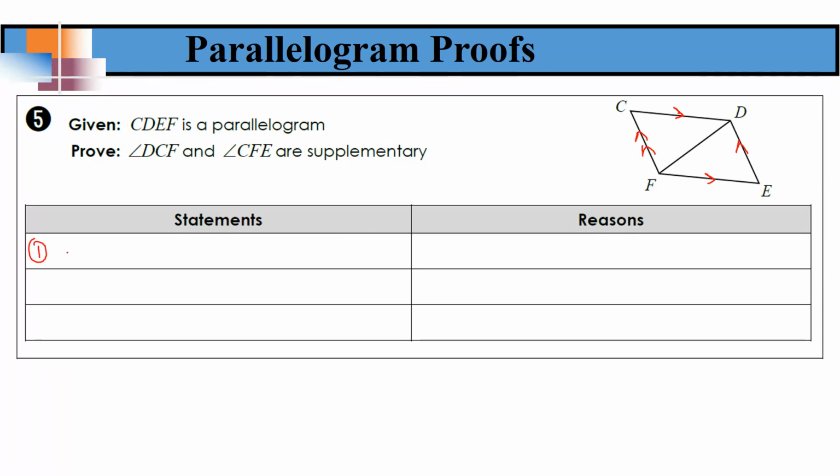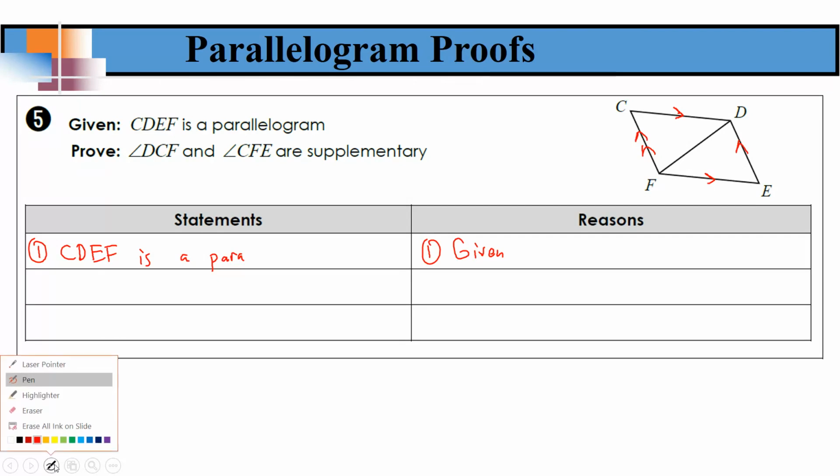And let's write down our given information. CDEF is a parallelogram. And we know that's true because it is given to us. Let's see what we're trying to prove in this example. They want us to prove that angle DCF and angle CFE are supplementary. If you're wondering where those angles are, well, DCF is here and CFE is right here.